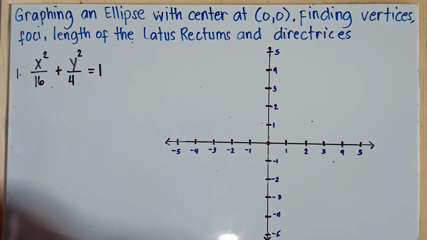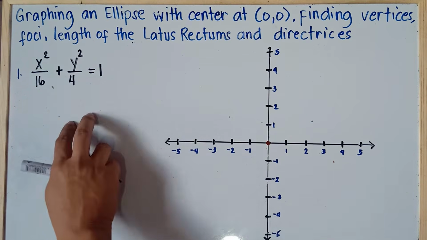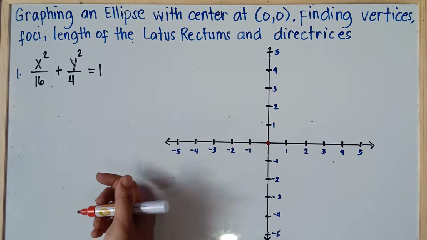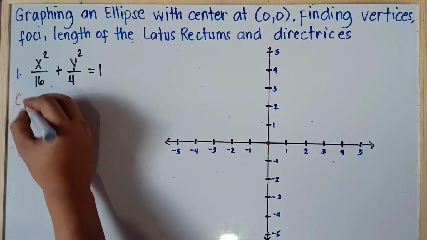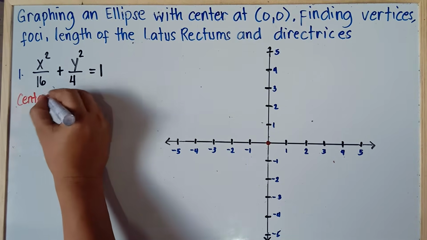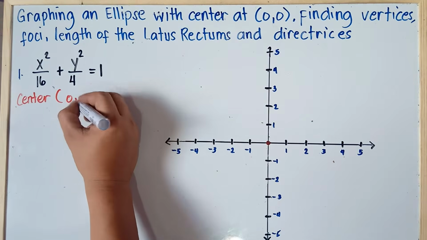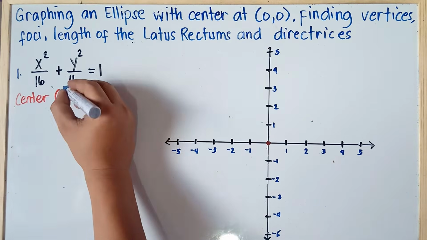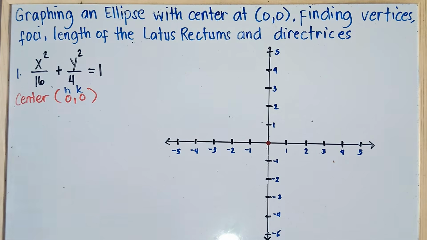Alright, so let's graph this one. Once again, if you have this kind of equation, that's automatic: your center will be at (0, 0). So the center, that would be h and k, that would be (0, 0). So this is h and this is k, (0, 0).